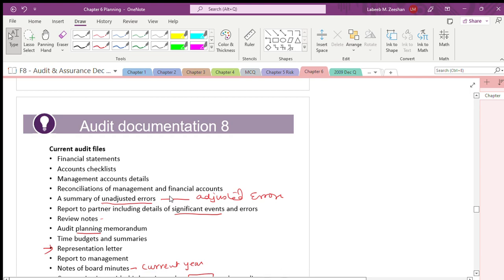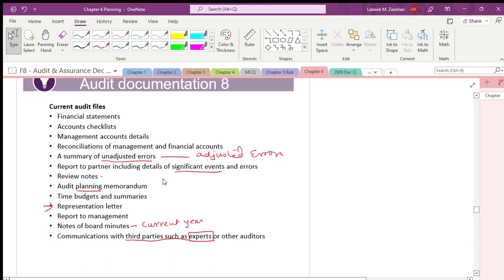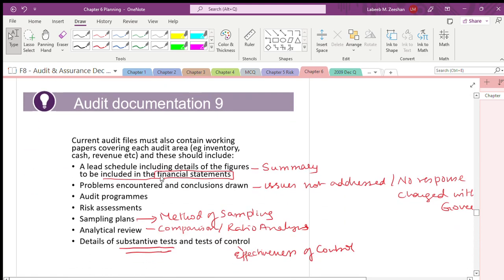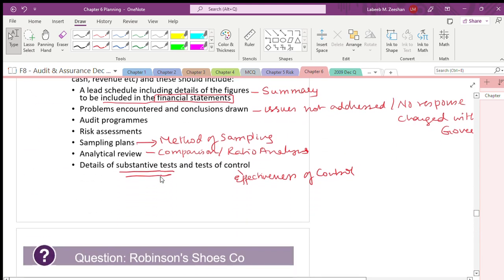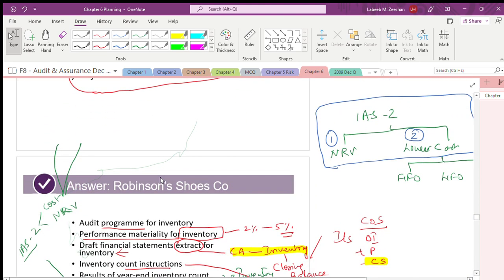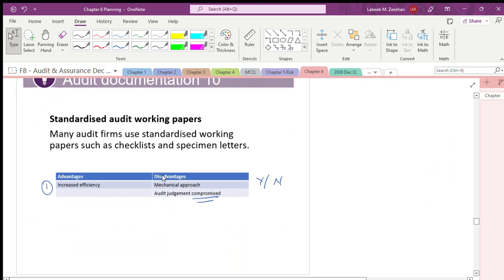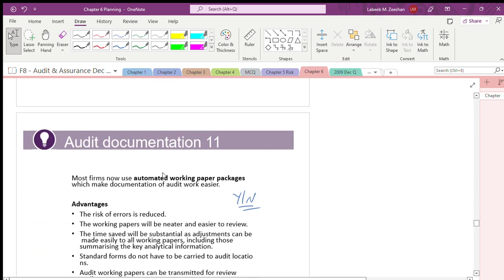Then current audit files. In current audit files, financial statements, receivables, time budgets, is it right? Representation letters, report to the management. Whatever happened during the current year is in the current audit file, and whatever is there forever is in the permanent audit file. Okay? You have documentation, sampling plans, analytical procedures. Then they give the question as such. They have given the questionnaire and they said how the audit documentation has to be done. Is it right?